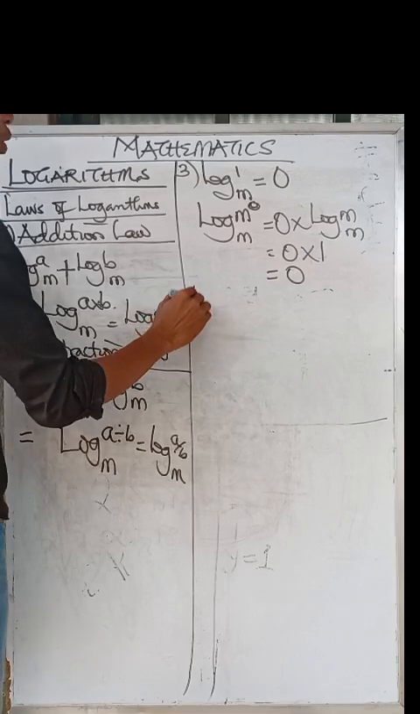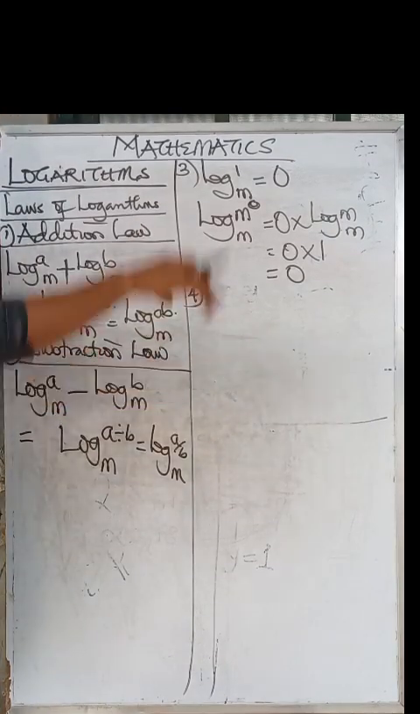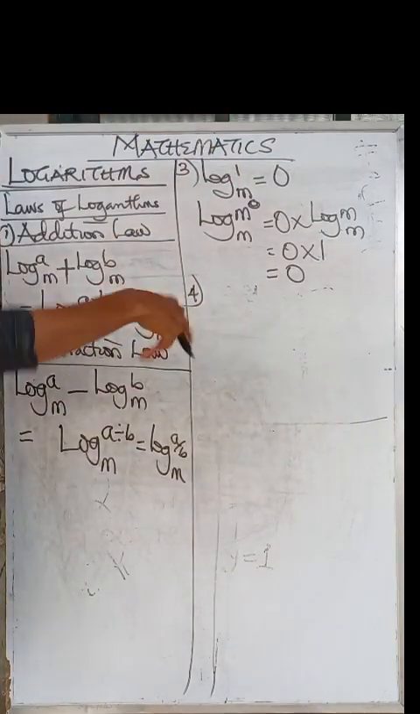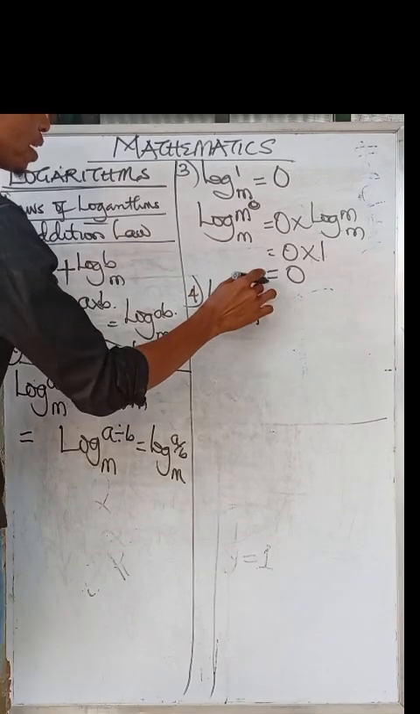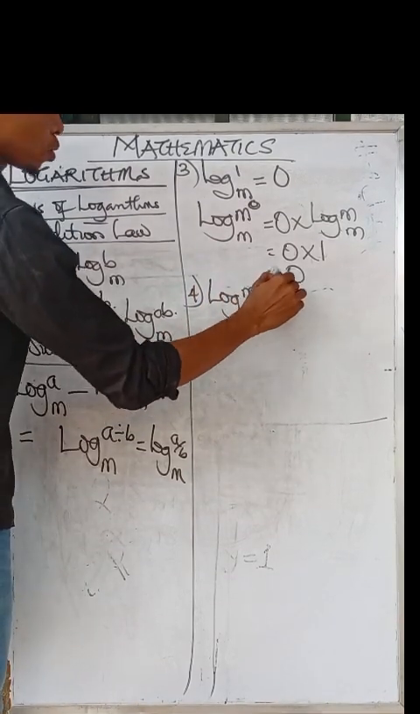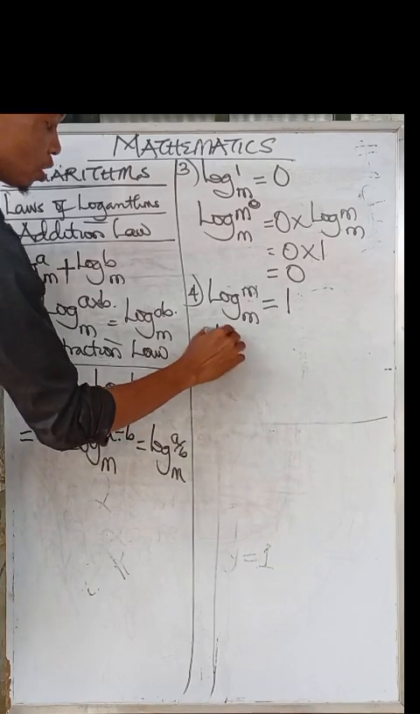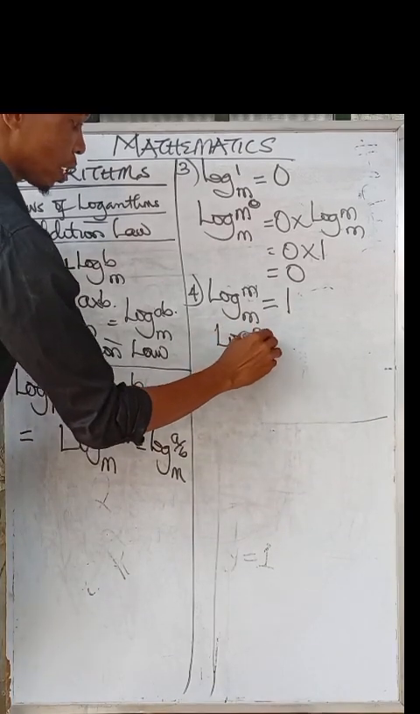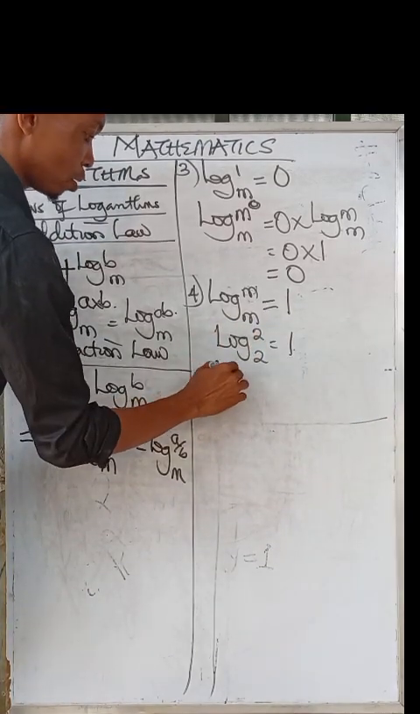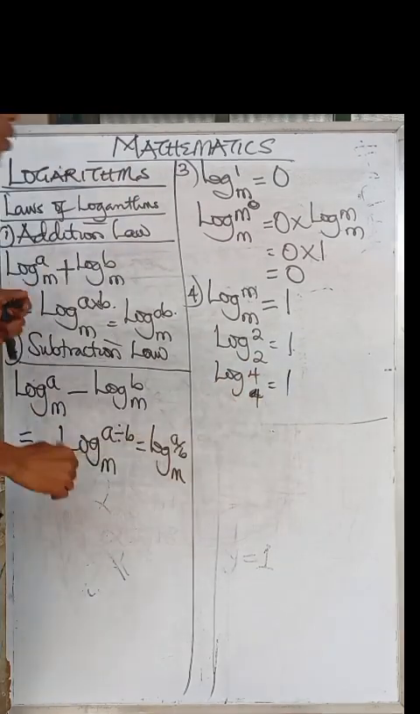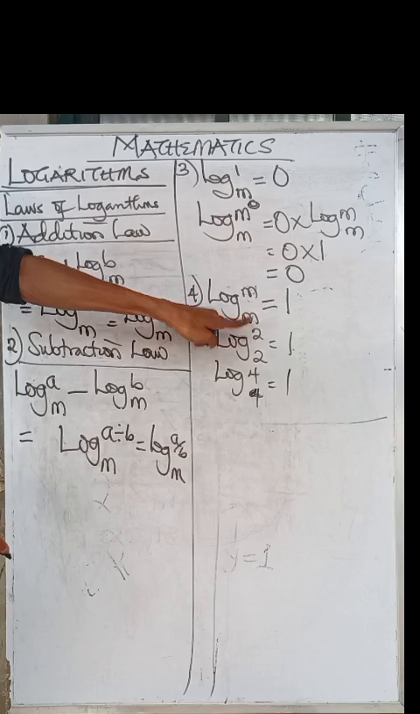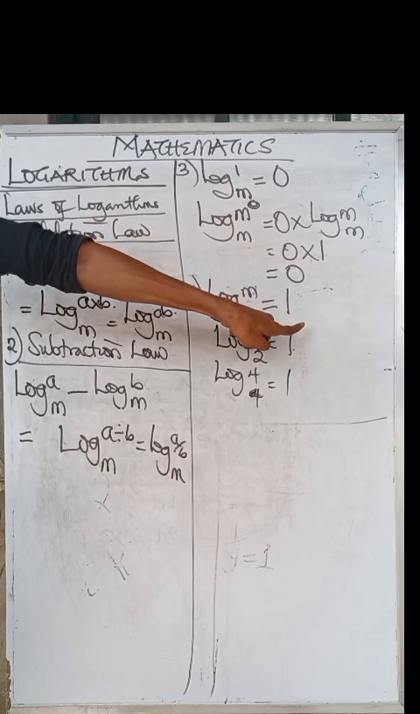In this fourth law, we have the log of a number with the same base. So you have log m base m. As long as the number is the same as the base, it is always equal to 1. Usually if you have log 2 base 2, that will be 1. If you have log 4 base 4, that will be 1. So once the number is the same as the base, automatically the answer is 1.